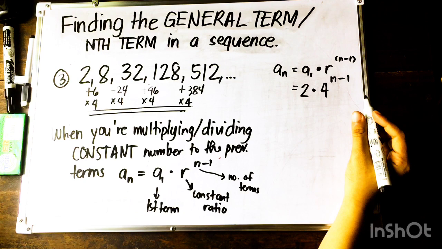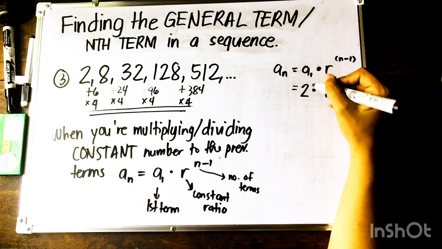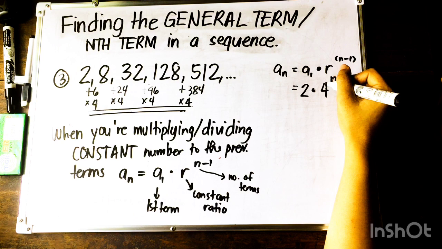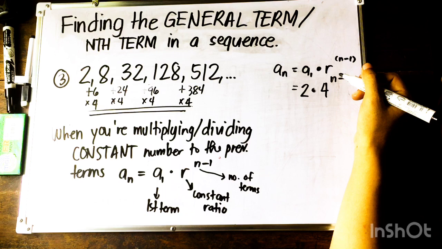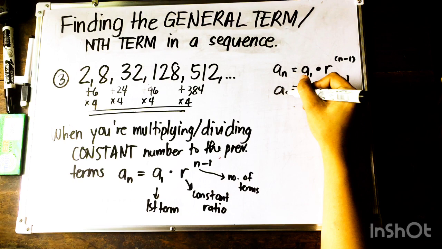Madam, can we simplify this? Madam, we can multiply 2 and 4. No, we cannot multiply 2 and 4. Bakit? Since our 4 here has an exponent, yung 2, 1 lang, magkaiba yung exponent nila, and also mag-iba yung base. So, we cannot multiply them. Madam, is that our final formula? Yes, this is our final general formula.